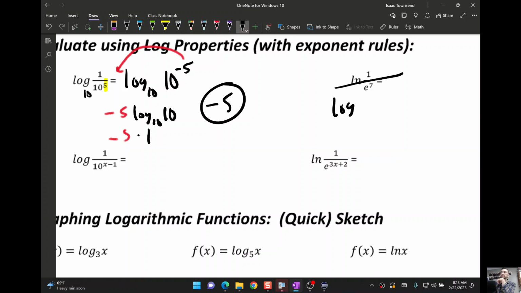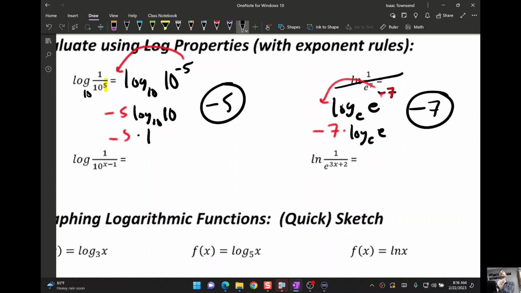Remember, natural log just means log base e. So if that bugs you, you can change that. And then instead of calling this 1 over e to the 7th, I'm going to call it e to the negative 7th. Now this is an exponent on something that I'm taking the log of. And I'm left with negative 7 times 1. This is 1 because e to the first gives you e.